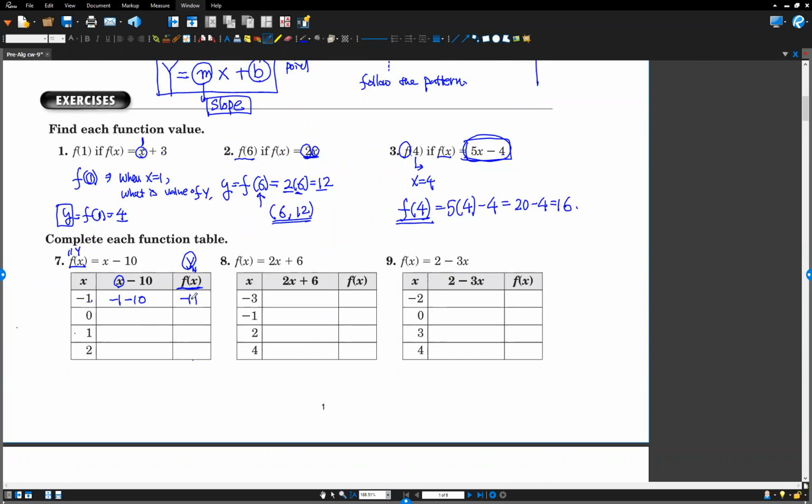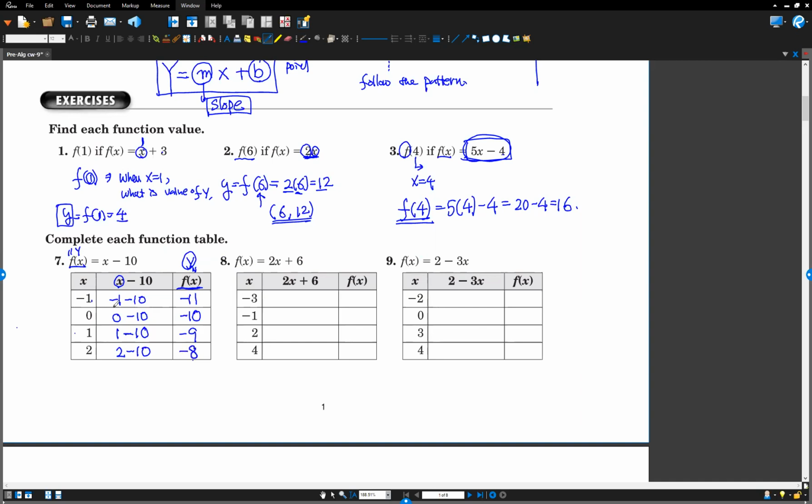When x equals 0, what is the y? 0 minus 10 is -10, right? When x equals 1, what is the value of y? 1 minus 10 equals -9, right? Because the negative number is big. When x is 2, what is the value of y? 2 minus 10 equals -8. Yep, -8.